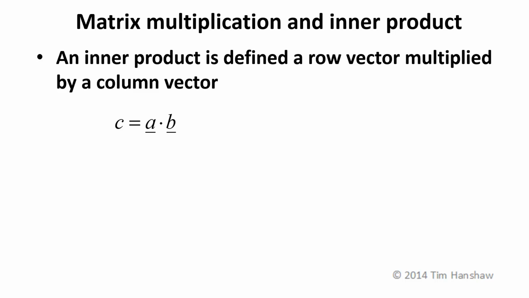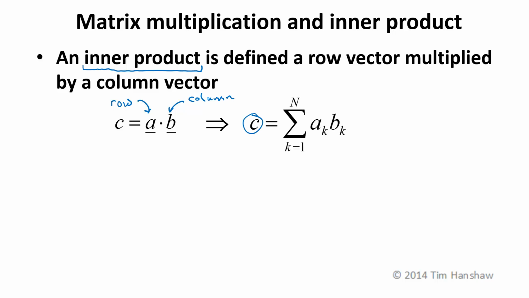Before we set up and solve systems of equations, I want to talk just a little bit about matrix multiplication. Matrix multiplication is based on something called an inner product. An inner product, by definition, is the multiplication between a row vector and a column vector.